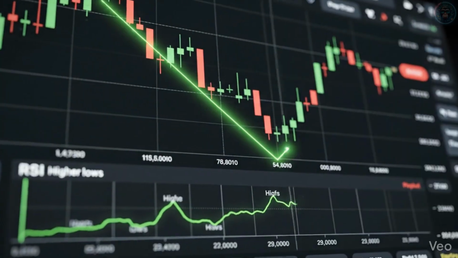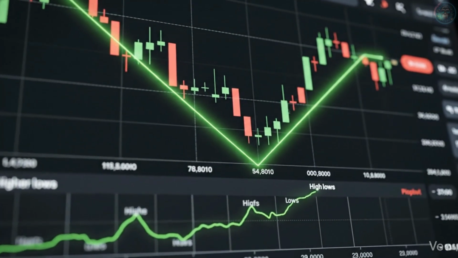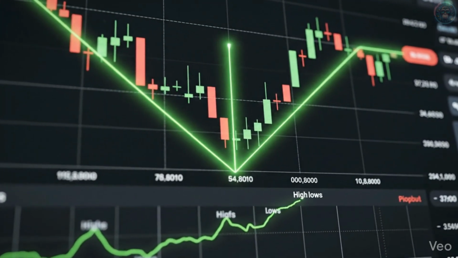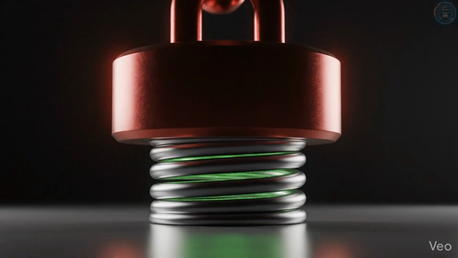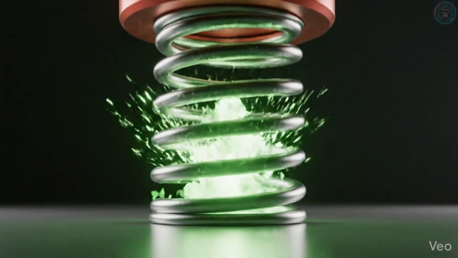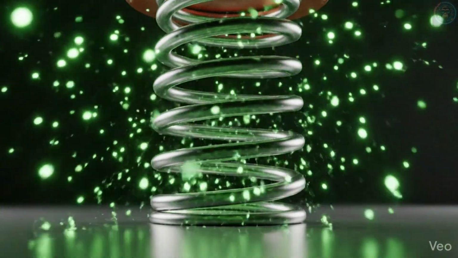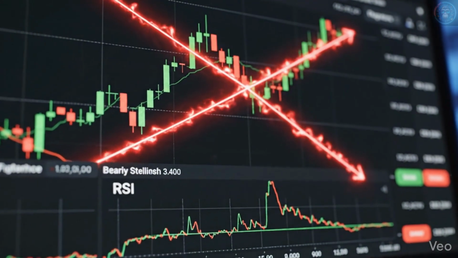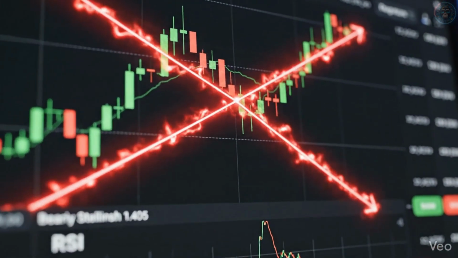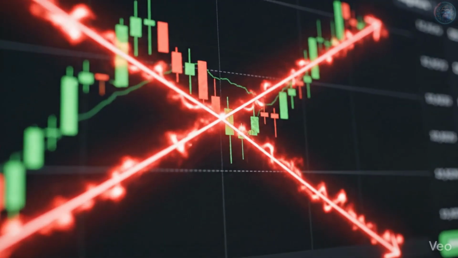Regular bullish divergence happens when the price prints a lower low, but the indicator forms a higher low during the same period. This specific pattern reveals that the downward selling pressure is fading quickly, hinting that a strong upward reversal is about to begin. Regular bearish divergence appears when the price reaches a higher high, but the momentum indicator prints a lower high at the same time.